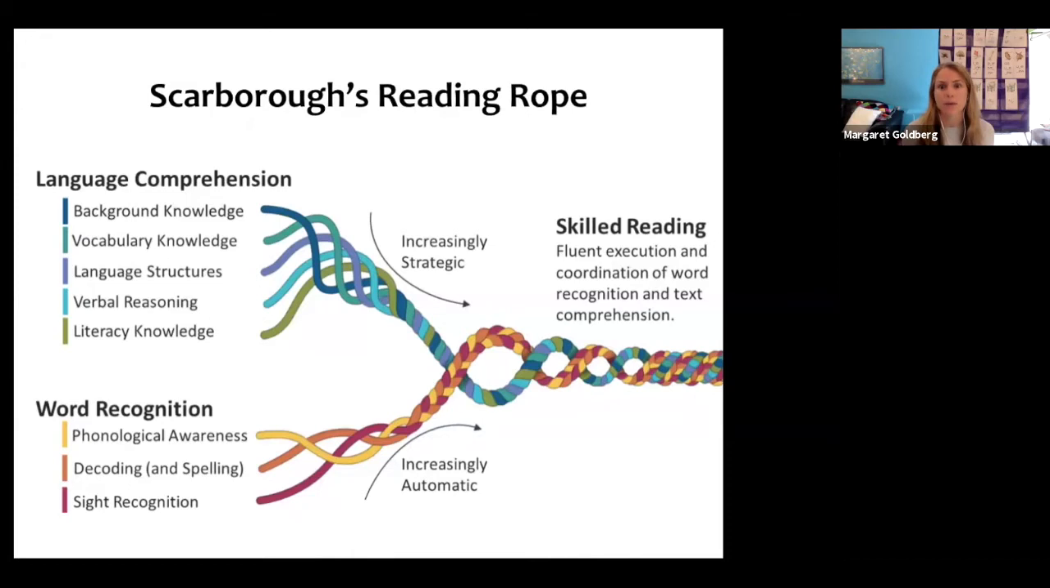They come to us with quite a bit of language. They have a lot of experience hearing and talking, but are lacking in the word recognition side. So our goal is to try to get the word recognition skills to catch up to the language comprehension.